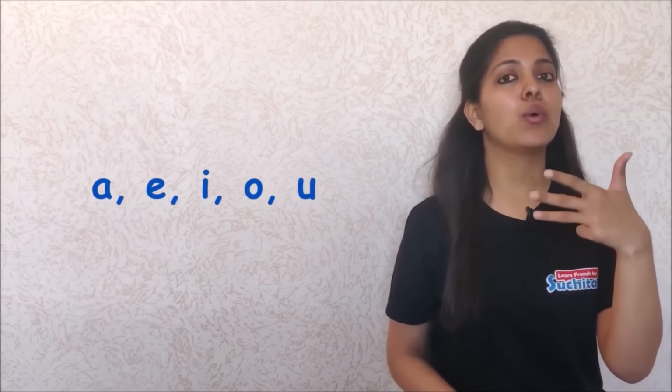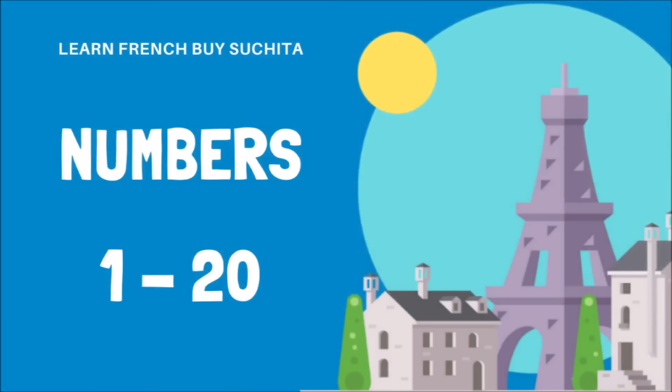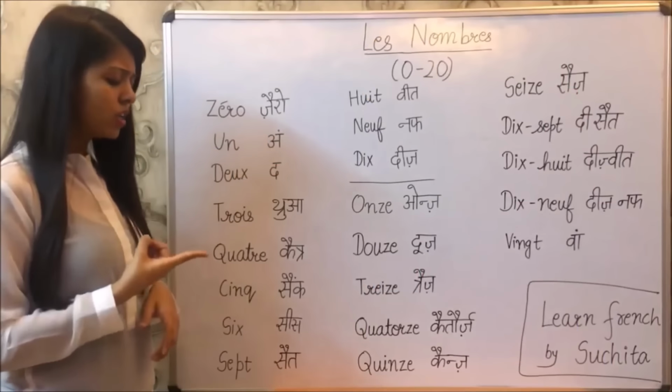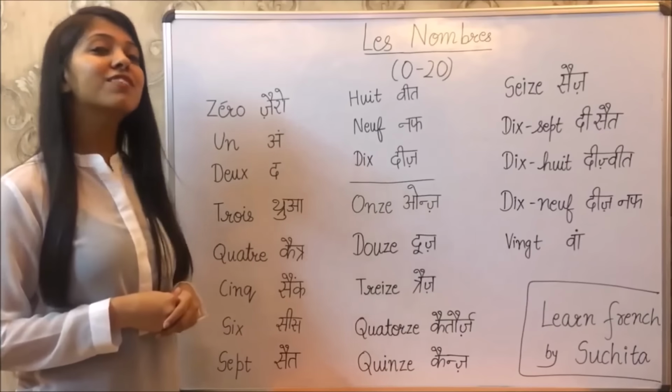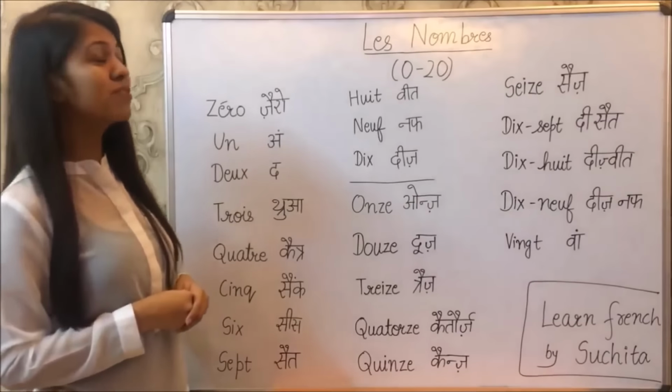Let's revise all the 5 vowels. A, E, I, O, U. A, E, I, O, U. Start. 1, 2, 3. Oh, I'm pronouncing them in English. Let's learn to pronounce the same numbers in French.